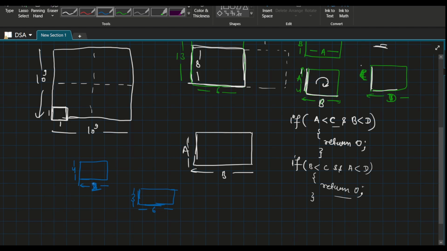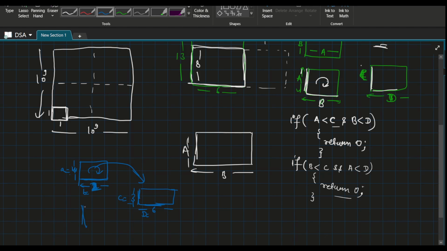Okay. So if we try to put our carpet into this, then we will check A is 4 and B is 2, and here C is 3 and D is 6. If we compare, if A is smaller than 3, we find no, it is not smaller than 3. So it means that we cannot put our carpet as it is looking. So we can turn our carpet by 90 degrees.